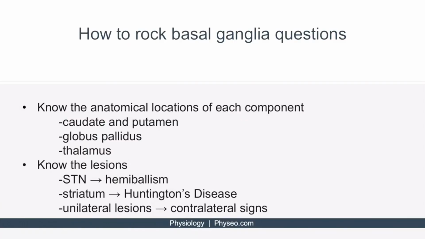So now let's talk about how to rock the basal ganglia questions on step 1. So the first thing you need to know is the anatomical locations of each component of the basal ganglia, so namely the caudate and putamen. And also know the globus pallidus and the thalamus.